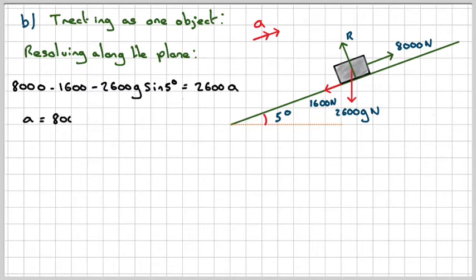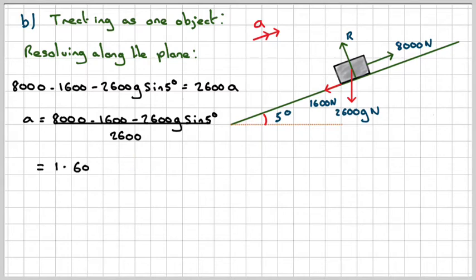Rearranging that for a, we're going to get 8,000 minus 1,600 minus 2,600 g sine 5 degrees, divided by 2,600 kilograms. On my calculator, I'm going to get 1.607, which rounded off to 3 significant figures is 1.61 meters per second squared. I can now use this in the next part of the question.